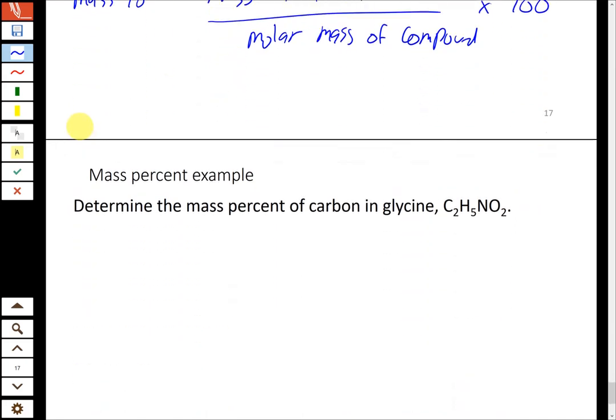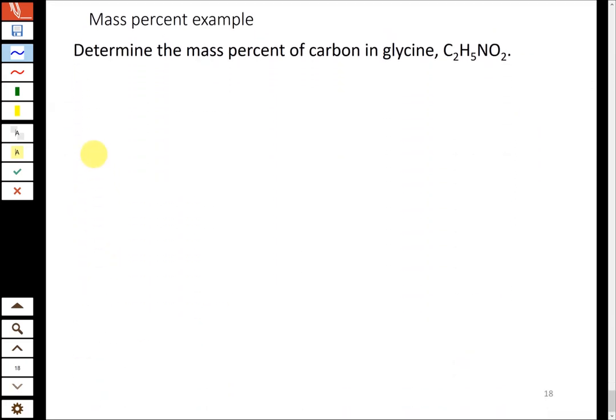So that's going to get us back to glycine again, for which we calculated the molar mass earlier. Now we're going to calculate the mass percent of carbon. We could do it for any of these elements. It has carbon, hydrogen, nitrogen, oxygen. We could calculate the mass percent of all 4 of those if we wanted to. It's a little bit tedious, so I'm not going to do all of that. But if you did calculate the mass percentages of all of those, it would add up to 100 if you did it correctly. But let's just do it for carbon here.